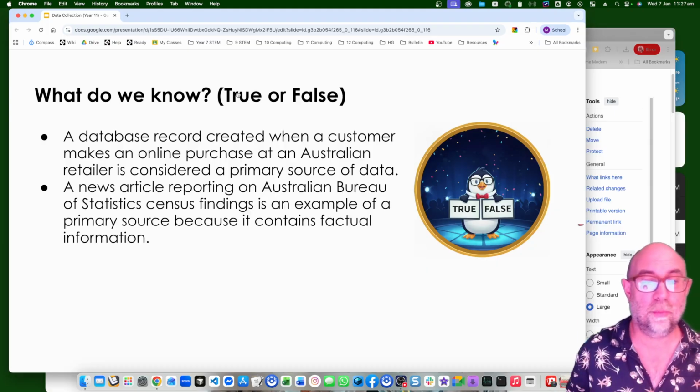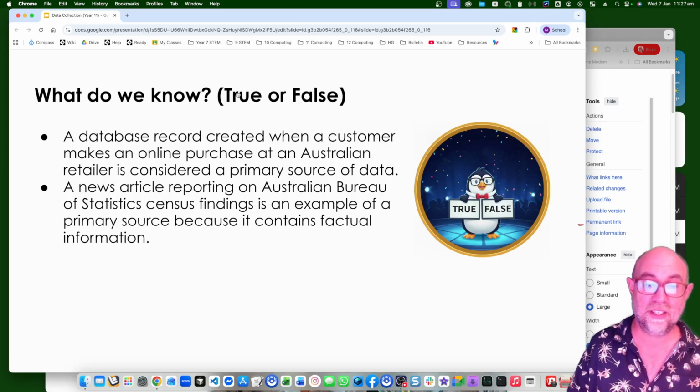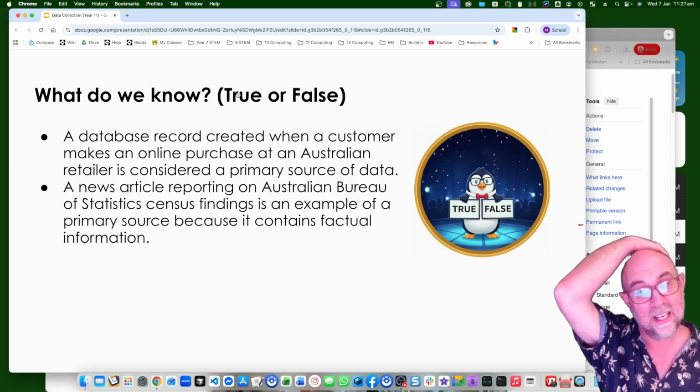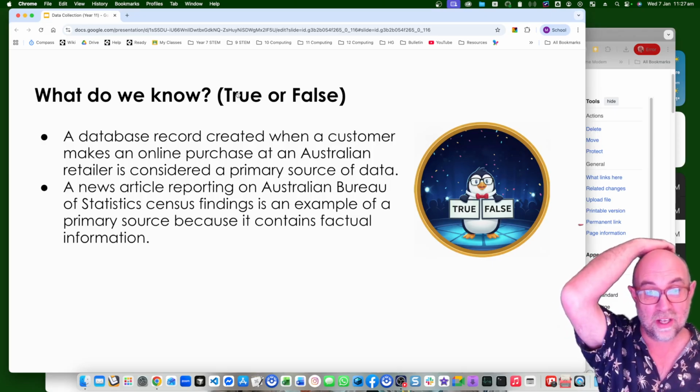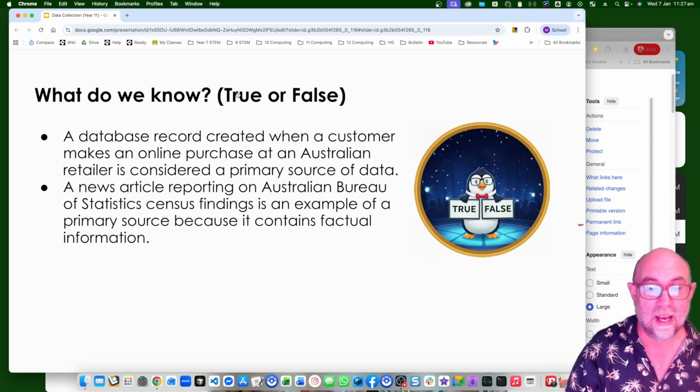A news article reporting on the ABS census findings is an example of the primary source because it contains factual information. No, secondary source, they're not the source of the information. Some of that's been condensed and summarised. It's in fact a million miles away from being a primary source.